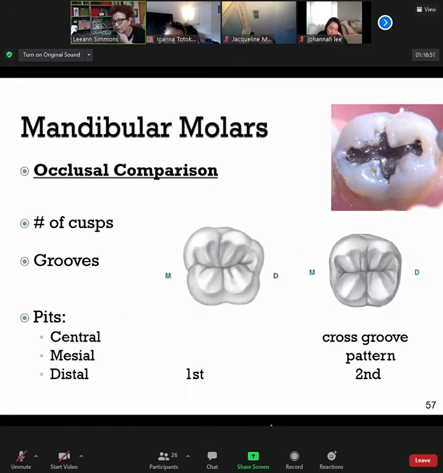So comparing the first and the second here, they differ in number of cusps. The first has 5, the second has 4. There's a simpler groove pattern on the second. It has a crisscross groove pattern: a buccal and lingual groove going this way and a central groove going across the middle aspect of the tooth from mesial to distal pit. So the second molar tends to have this cross-shaped groove pattern. The first does not because it has that distobuccal groove here.